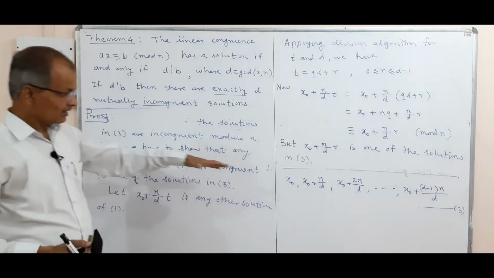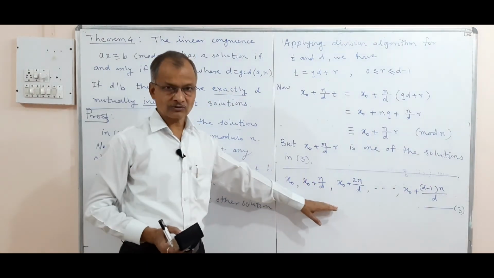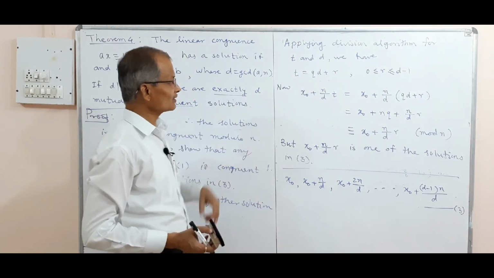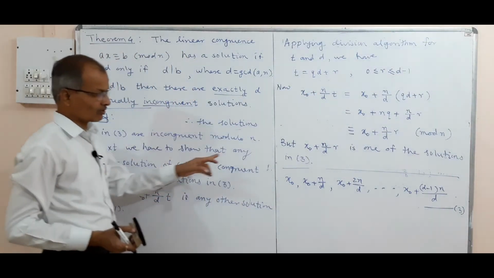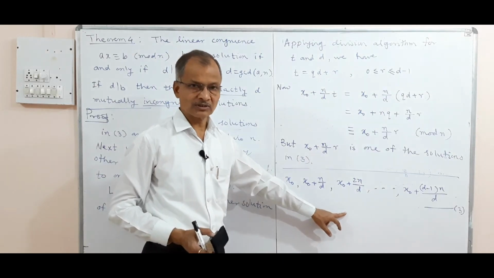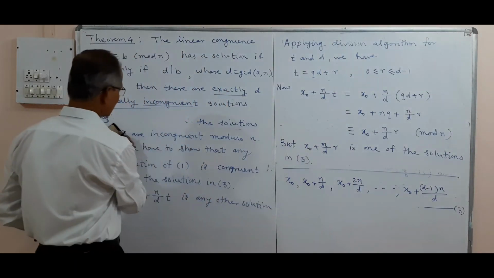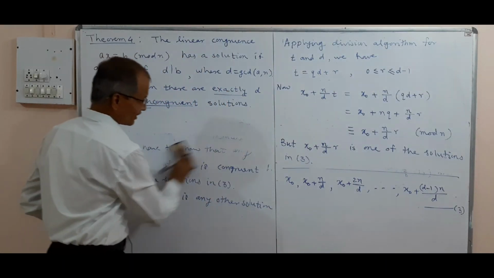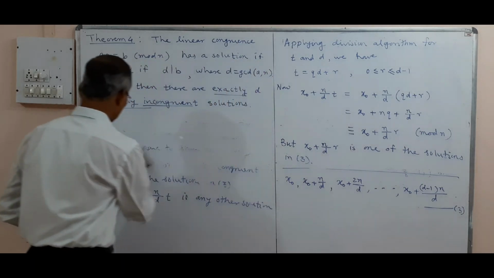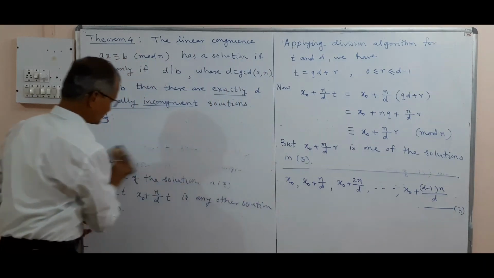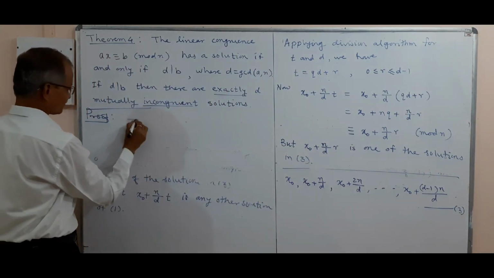There are exactly these d number of incongruent solutions, and if any other solution we have assumed, then that is congruent to one of the solutions in 3. So this completes the proof of the theorem. So we may say this completes the proof.